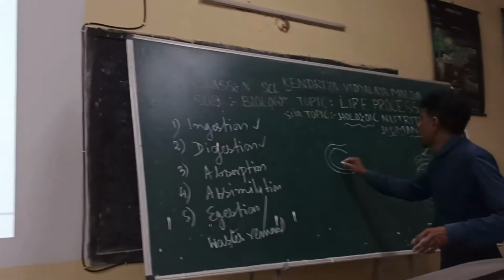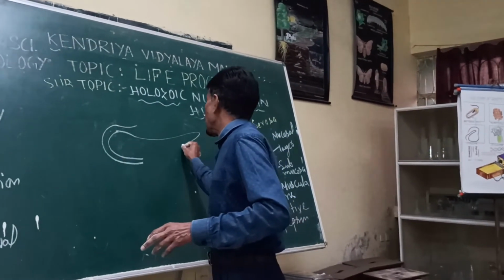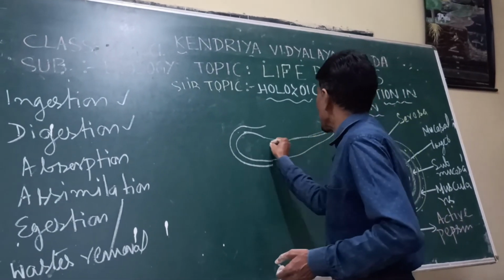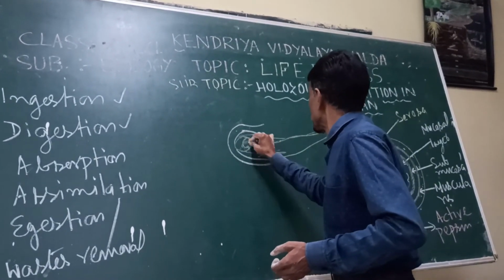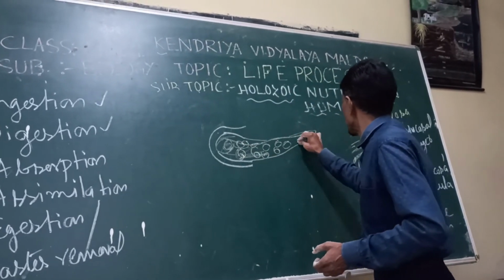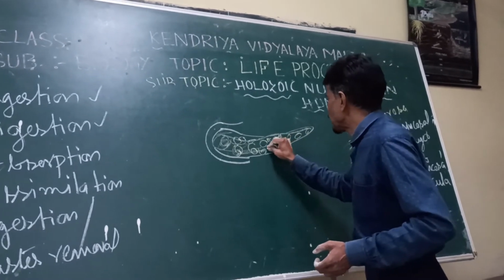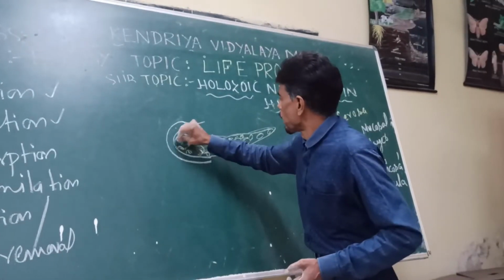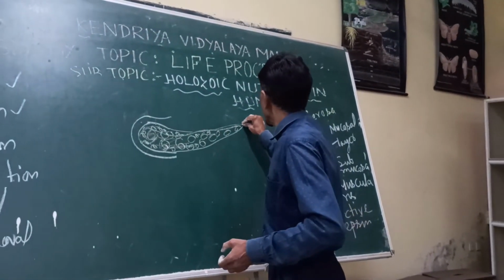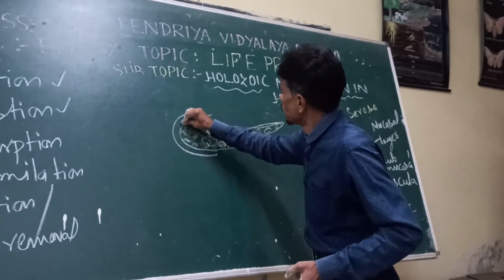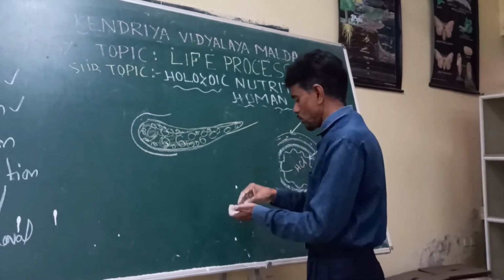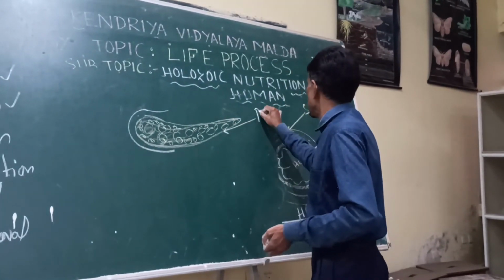So here the pancreas resides. If I draw it here, set it like this. This is the pancreas. This is the pancreas. Resides in the curvature of the U shape part of the small intestine, first part of intestine called duodenum. This is what you call pancreas. A very important gland.